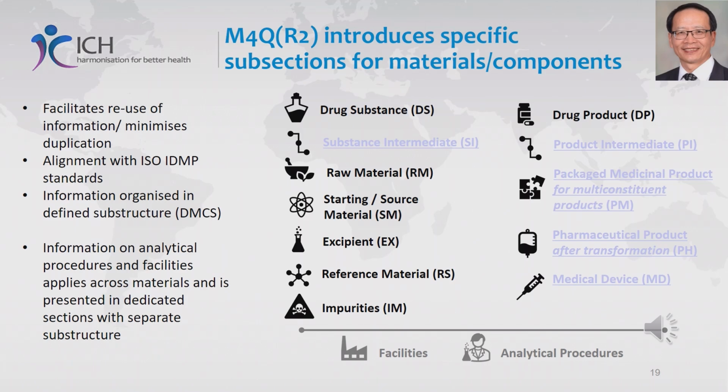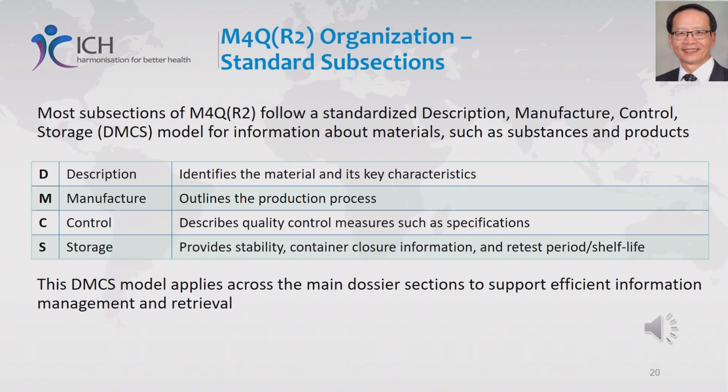The subsection covers all types of material, from starting material through packaging material, raw material, substance, excipients, and so on and so forth. Now, specifically, information for analytical procedures and facilities that applies across the materials is presented in a dedicated section with a separate substructure to avoid unnecessary repetition. As I mentioned, this DMCS model provides a standard approach to organize information about materials throughout M4Q R2.